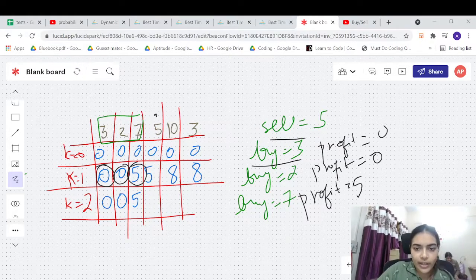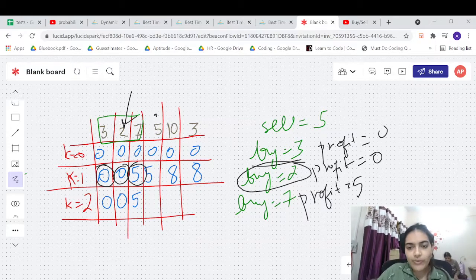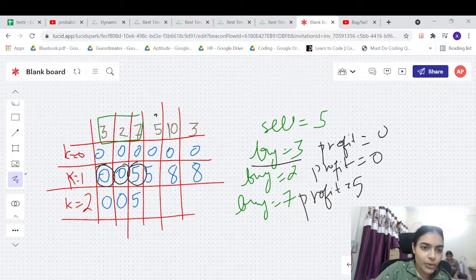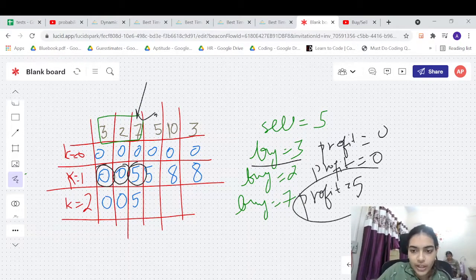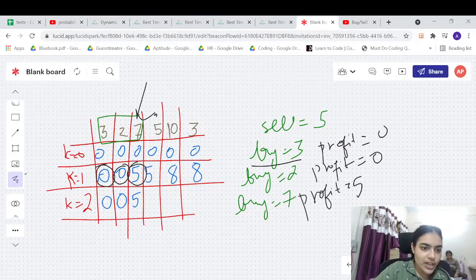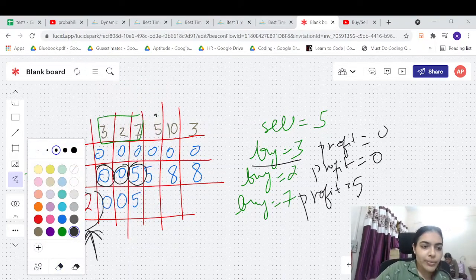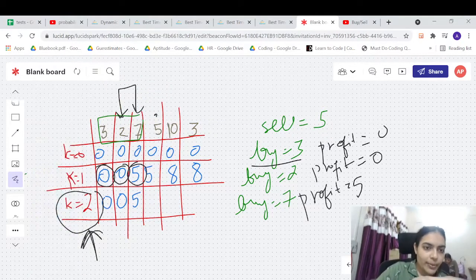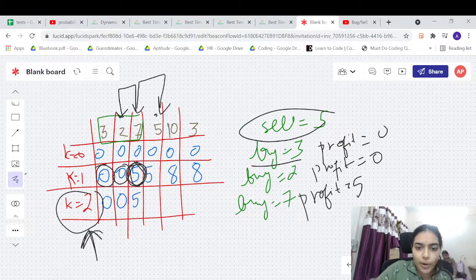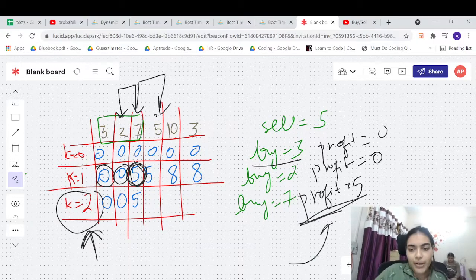If you buy at 3, you will have to spend 3 rupees, but you will also get the previous transaction profit, which was 0 in this case. If you buy at price 2, you will have to spend 2 and you will earn a profit of 0. But if you buy at 7, you will have to spend 7 rupees, but you will also earn a profit of 5 for the previous transaction history, because you are allowed 2 transactions. Previously you had made a transaction 2-7, for which you had earned a profit of 5. Now when you make a new transaction, 7-5, you will earn the profit sell minus buy, but you will also accumulate the previous profit, which was 5.